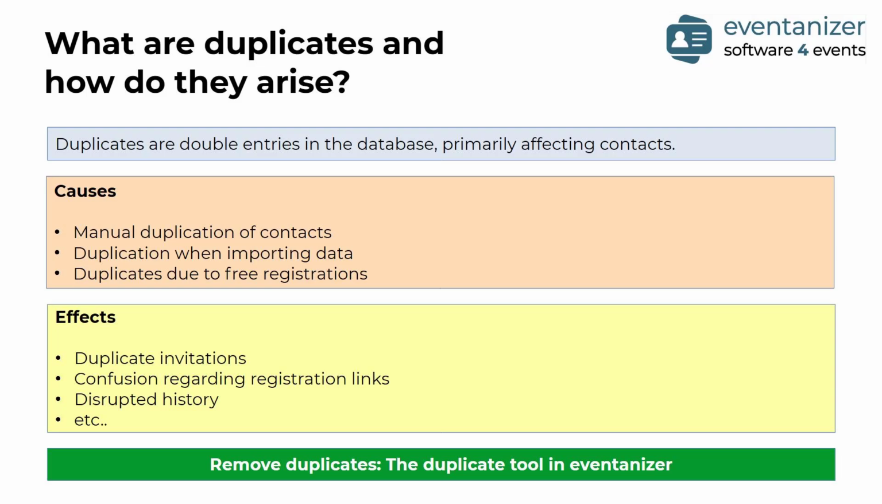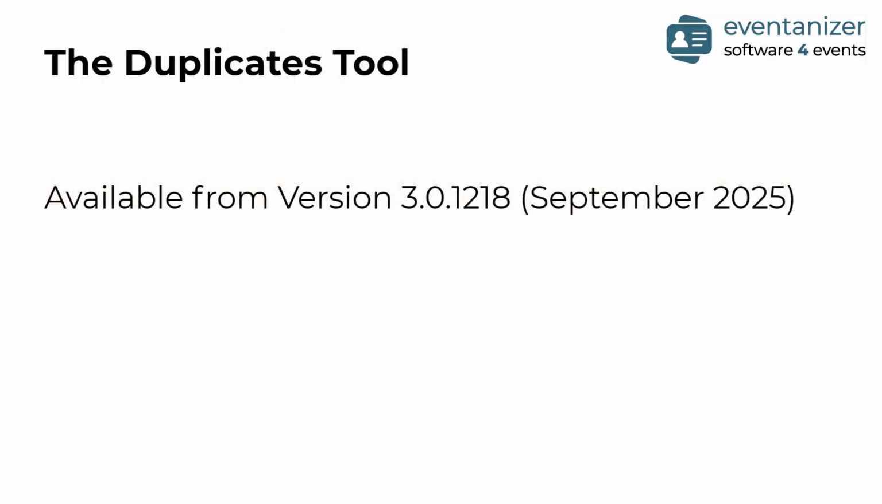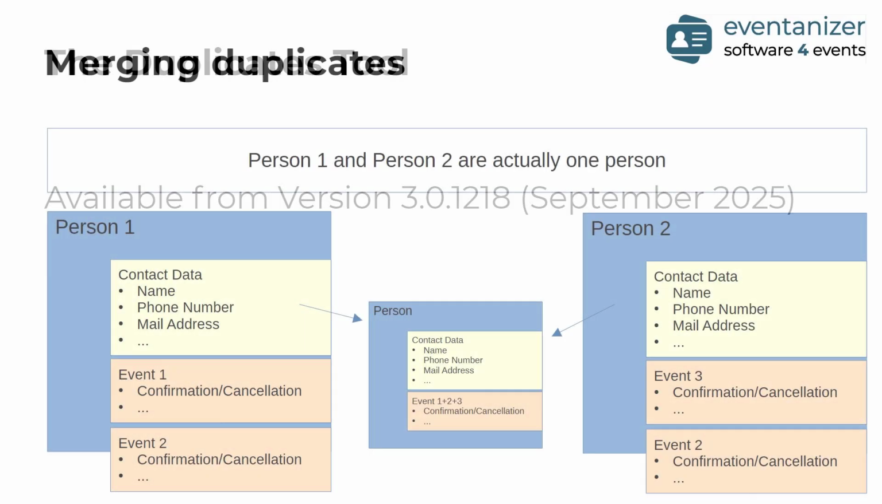Duplicate personal contacts can now lead to duplicate invitations, confusion with registration links, duplicate histories, and much more in Eventanizer, which can become an increasingly serious problem from event to event. To get this problem under control, Eventanizer version 3.0.1218 and higher has a powerful tool that allows you to find and merge existing duplicates.